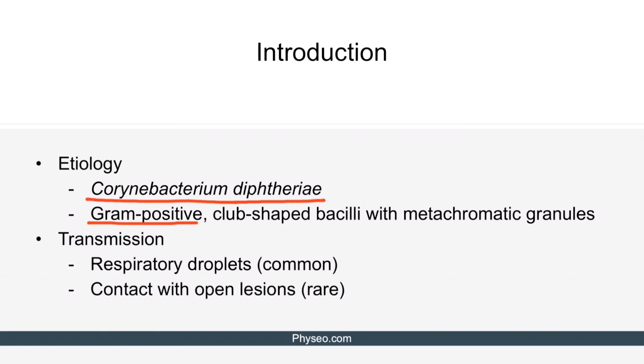It's a gram-positive, club-shaped bacillus with metachromatic granules that are composed of phosphate. Transmission commonly occurs via respiratory droplets, but it can also occur via contact with infected open lesions. However, this is a rare mode of transmission.